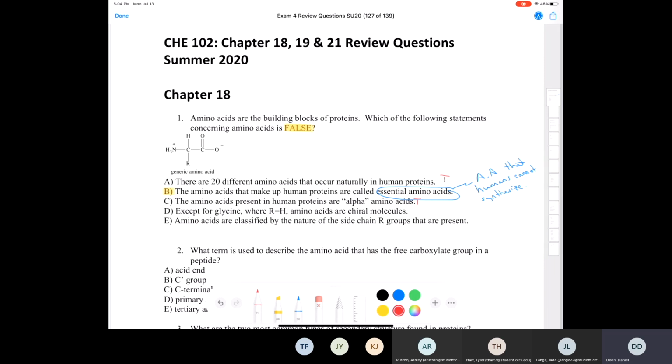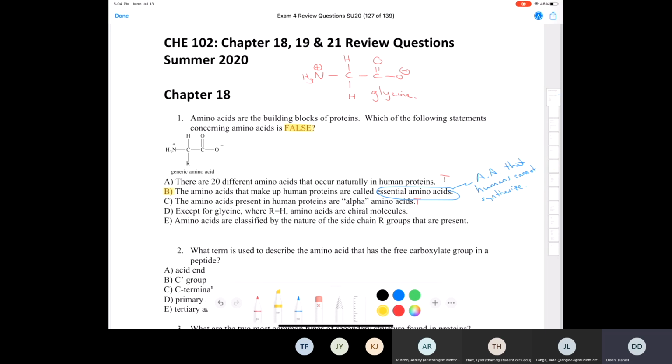Amino acids are chiral molecules. D is true because if you look at the structure of an amino acid, it goes NCC. We have our carboxylate group on this end. We have our ammonium group on this end. We always have a hydrogen here, or almost always have a hydrogen here, and then we have an R group. When that R group is a hydrogen, this is called a glycine molecule. So this is glycine. That is one of the amino acids.